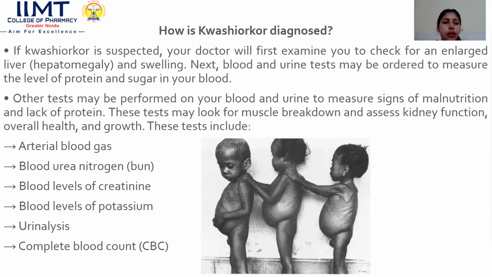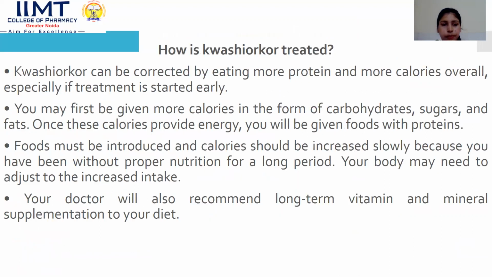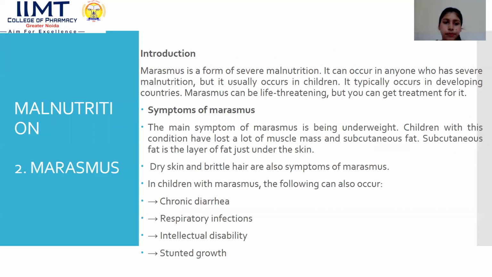Tests may be performed on blood and urine to measure signs of malnutrition and lack of proteins. Treatment is very easy: take a proper amount of protein in the diet, and more calories overall, especially if treatment is started early. You may first be given more calories in the form of carbohydrates, sugar, and fats. Once these calories provide energy, you will be given food with protein.